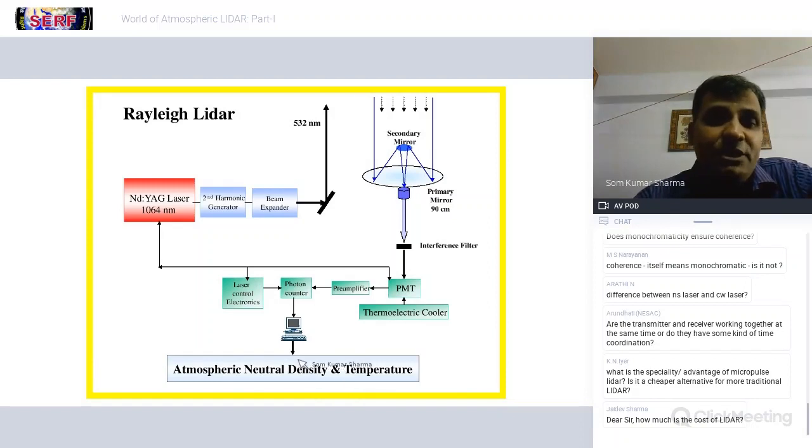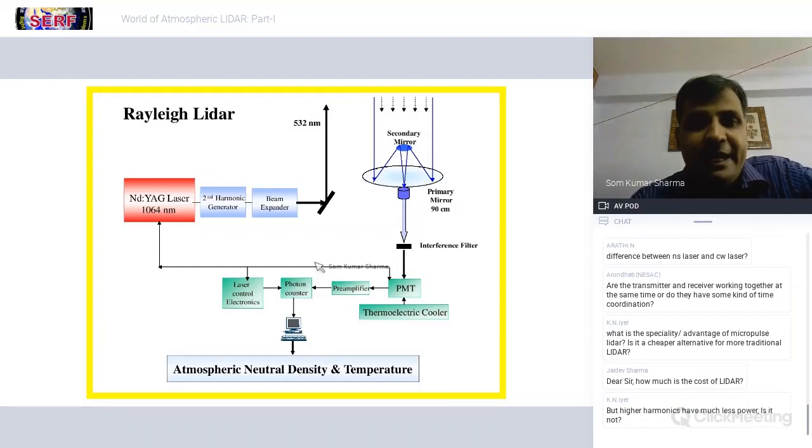But please remember the basic thing: the Rayleigh LIDAR does not measure temperature. It measures the density, and from density we derive the temperature, which I will describe in detail tomorrow.